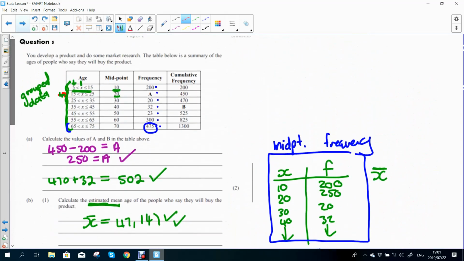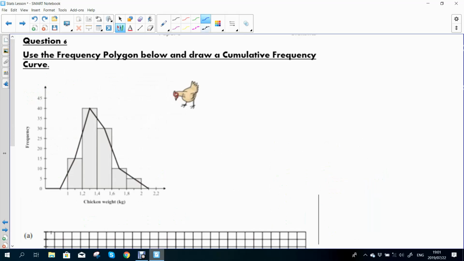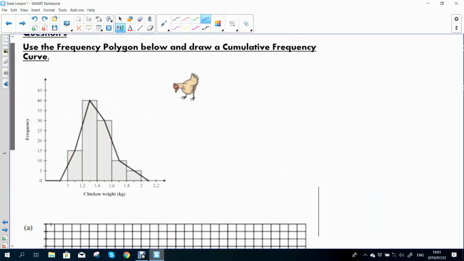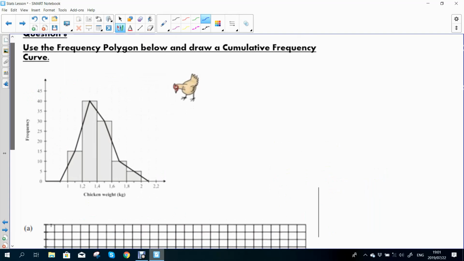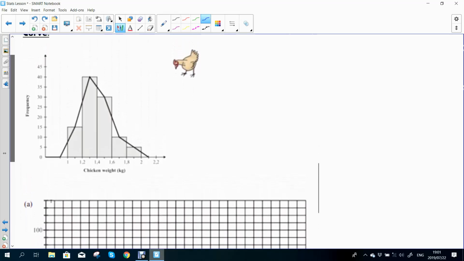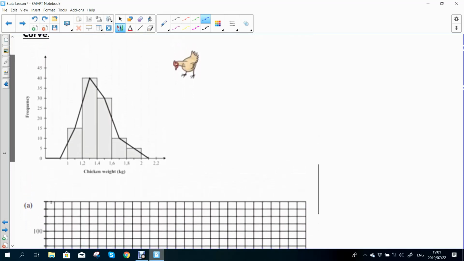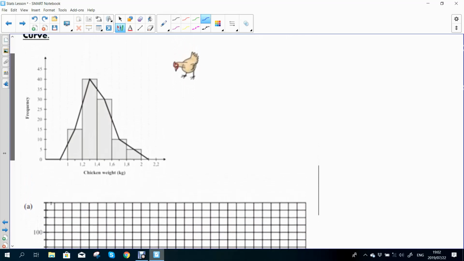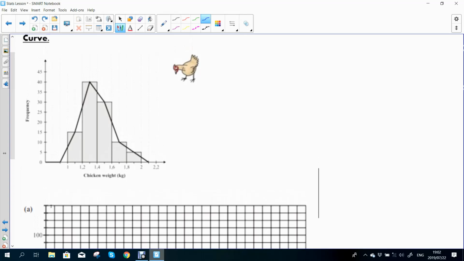Okay, lovely question. Let's go to question 6. Question 6 says, use the frequency polygon below and draw a cumulative frequency curve. Finally, we are starting to draw cumulative frequency curves, but we are used to using data values, firstly.